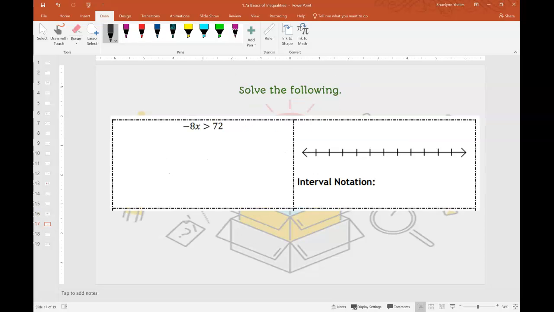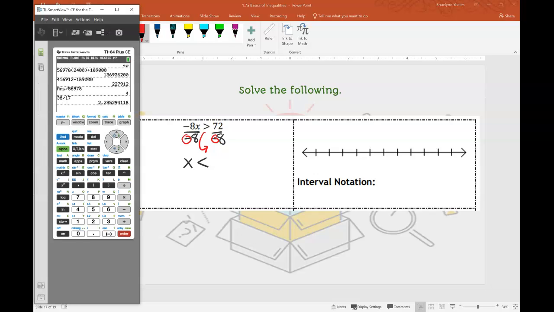So right here, I notice that -8x is greater than 72. So if I divide both sides by -8, I end up with x is less than, because we divided both sides by a negative, we need to flip that inequality sign around. And 72 divided by -8, we're going to use a calculator because I'm tired, is -9.